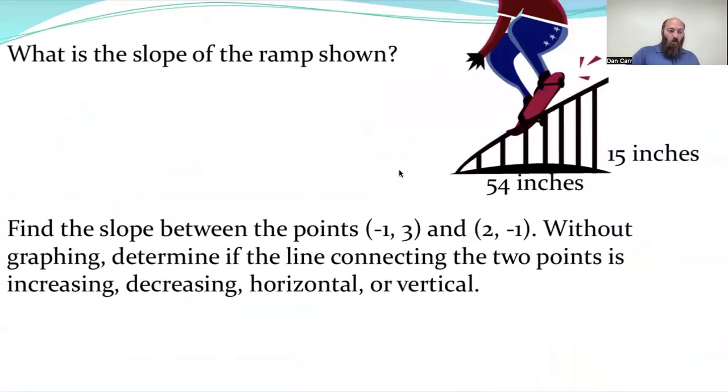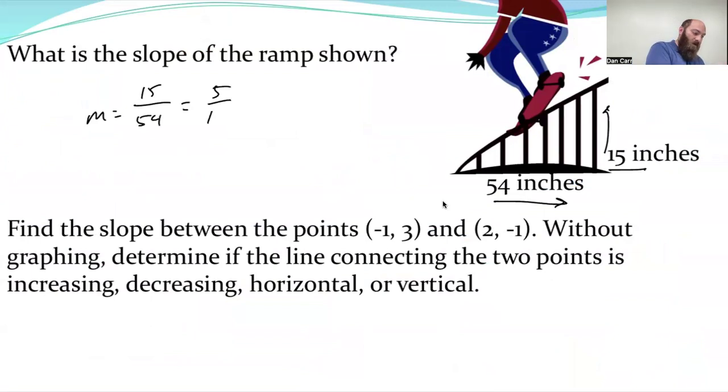So what's the slope of the ramp here? Our ramp is going to be rise over run. So my slope is going to be, if I look at it, 15 inches up, 54 inches across, then I can do that as a rise of 15 over a run of 54. We'd like to reduce that. So if I divide both of these by 3, my slope is 5 over 18.